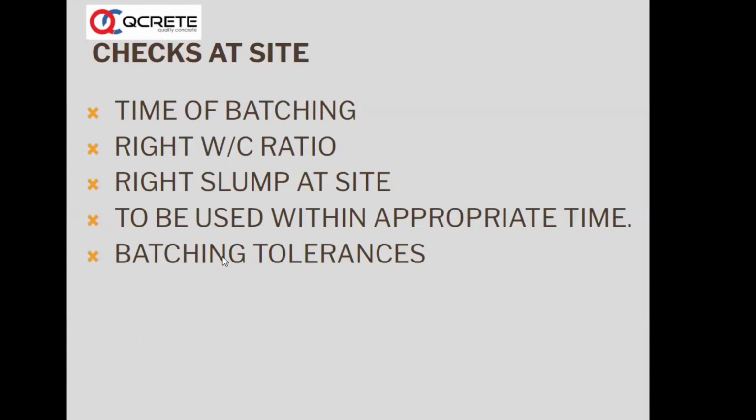Okay, we need to check after the concrete is produced, when you are receiving the concrete, whether the batching tolerances are there. For example, in IS 4926, it is very clearly defined. Cement or cementitious materials have a tolerance of plus or minus 2%. The other materials like coarse aggregate, fine aggregate, water have a tolerance of plus or minus 3%. So these tolerances have to be checked right when you are receiving the concrete after the concrete is produced in a batching plant.